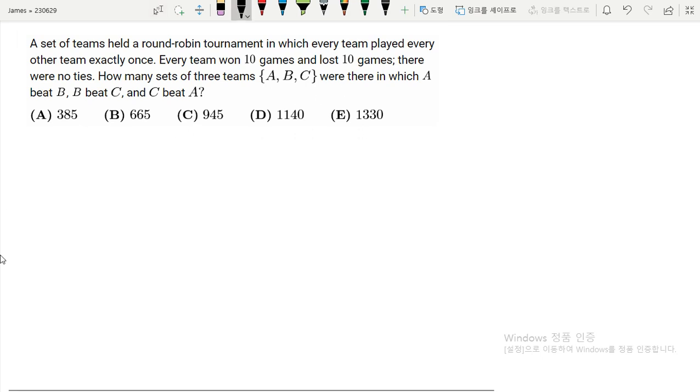So if we follow this order, A beat B, B beat C, and C beat A. So there will be 10 teams beaten by A. So let's say the 10 teams are B1 to B10. And then there will also be 10 teams which beat A, and we can say those 10 teams are C1 to C10.